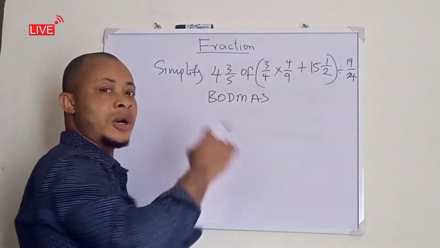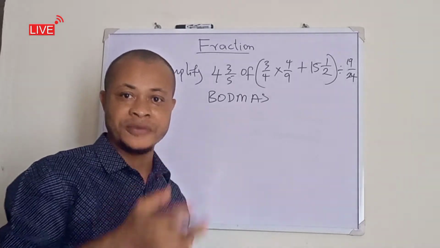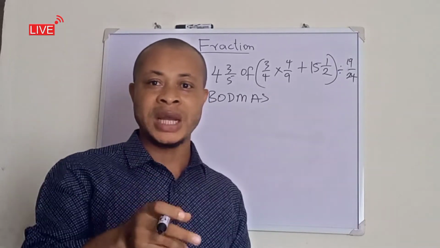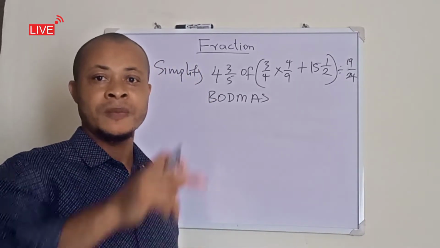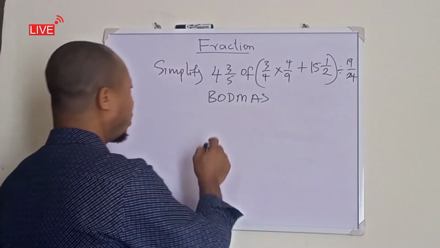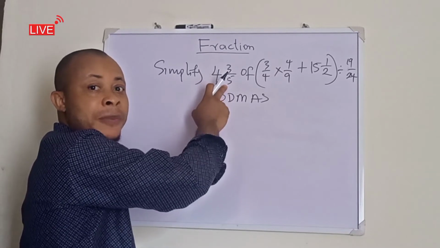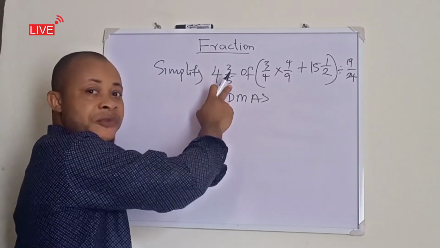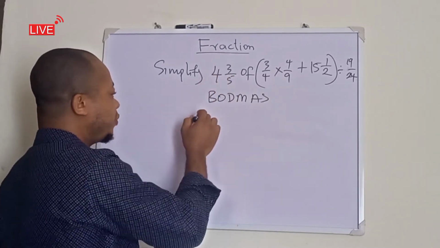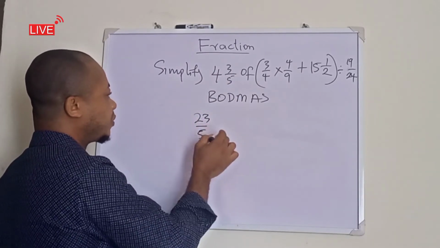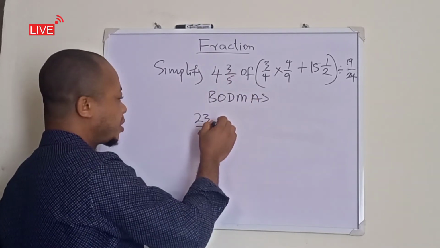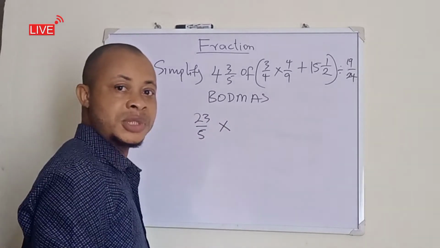And remember I told you that if you start to solve the problem that has "of", you remove that "of" and change it with a multiplication sign. Okay, so here we have, remember how to change this fraction to an improper fraction. 4 times 5 will give you 20. 20 plus 3 will give you 23 over 5. "Of" means times. I want you to remove that "of" and put times.